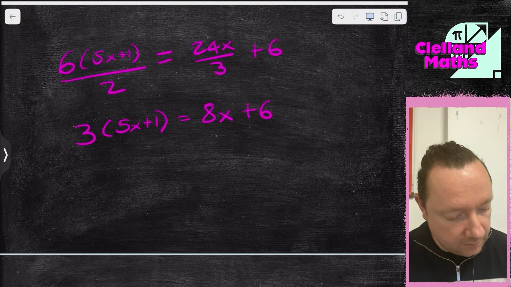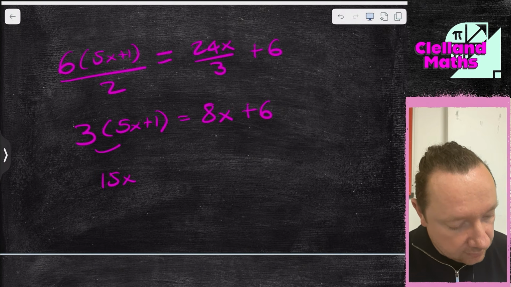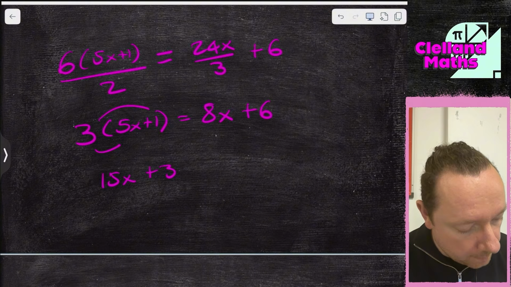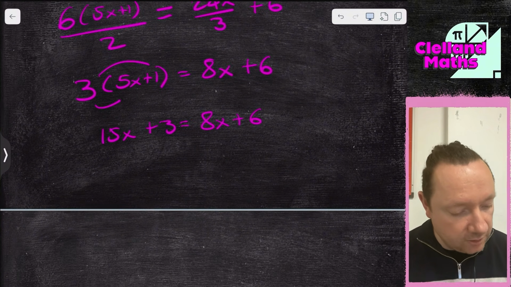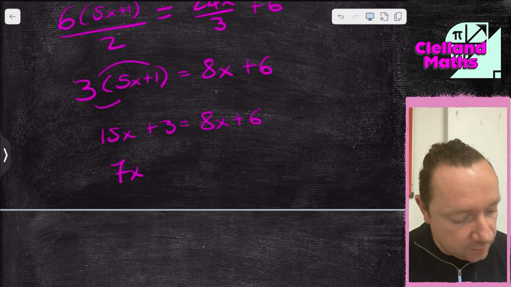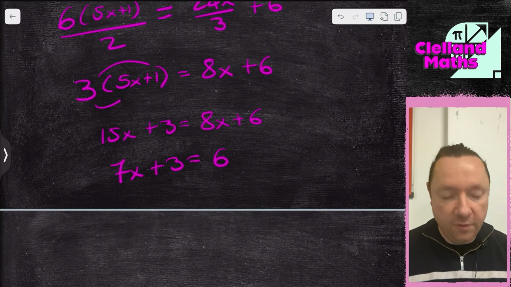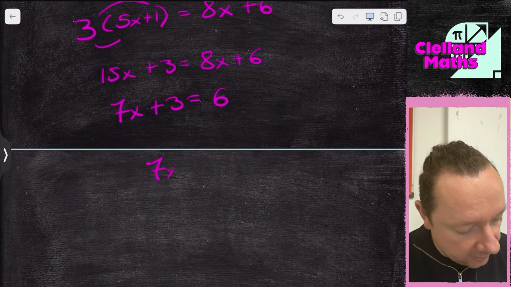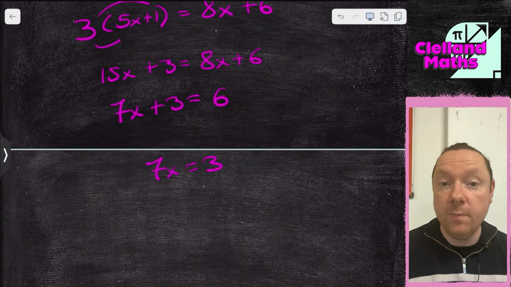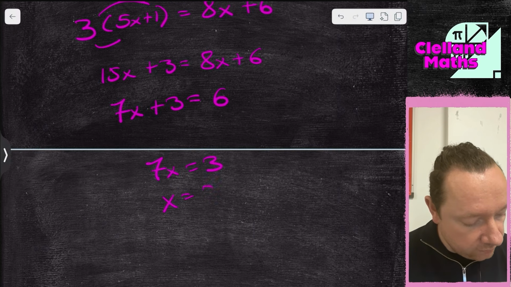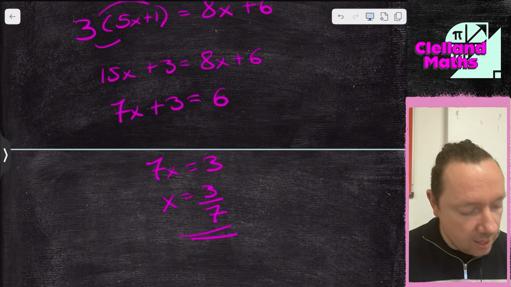Expand the bracket. 15x plus 3 equals 8x plus 6. Move the x's to the left to start with, so that gives me 7x, by taking away 8x, plus 3 equals 6. Now move the 3, so I'll take away 3. 7x equals 3. Divide by the number in front of x, 3 over 7, and we're done there.